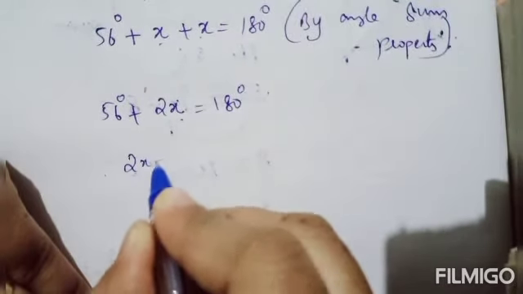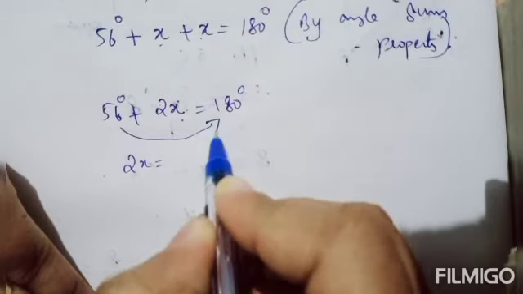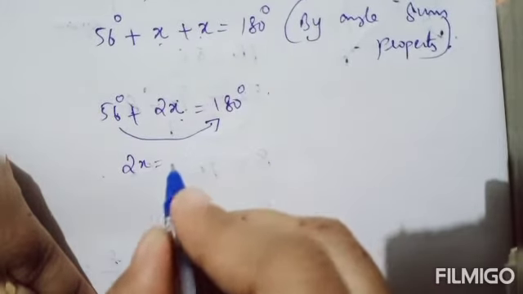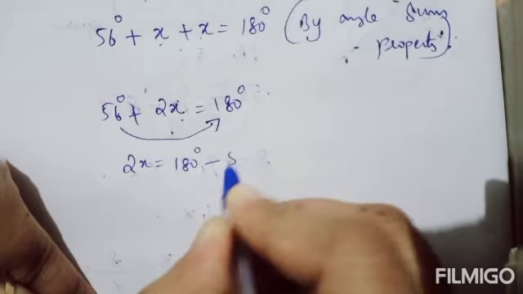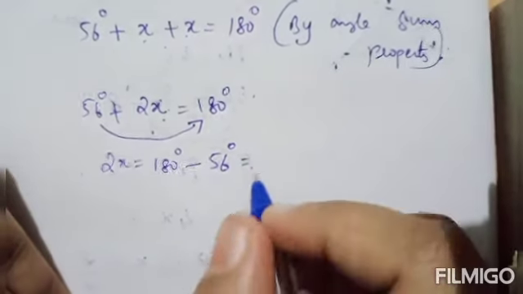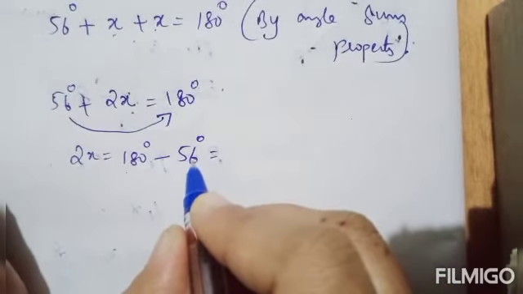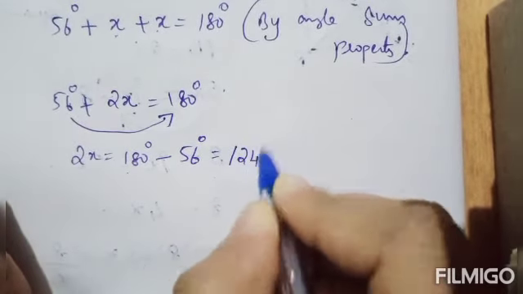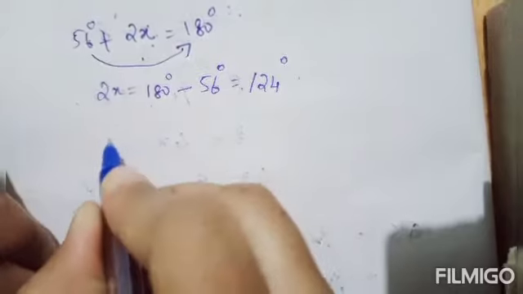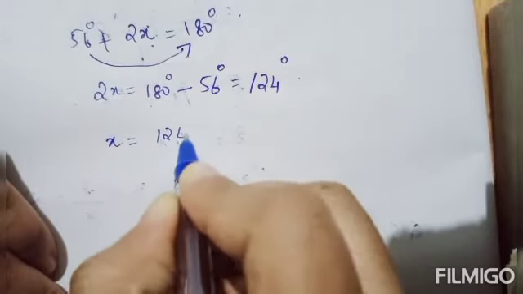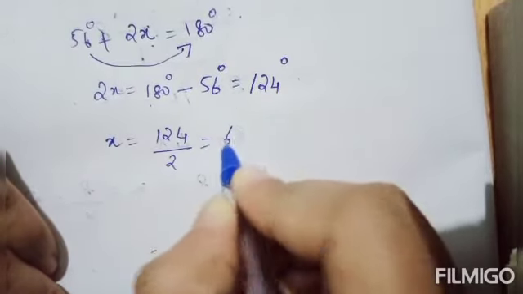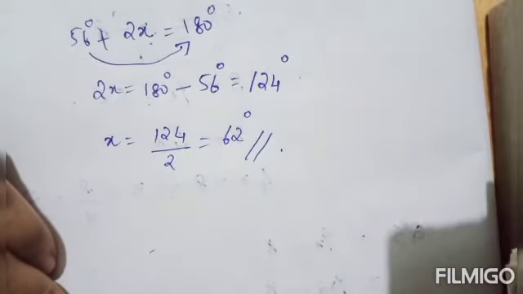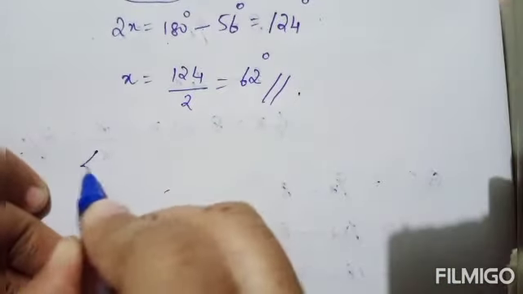Now 2x equal to, we can take this 56 to the right side, so you will get 180 degree minus 56 degree. What you will get? 180 minus 50 is 130, 130 minus 6 is 124 degree. So x will be 124 by 2, you will get 62 degree. So this x value we got is 62 degree.